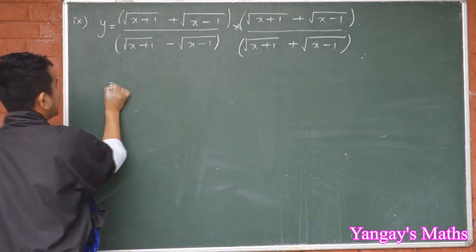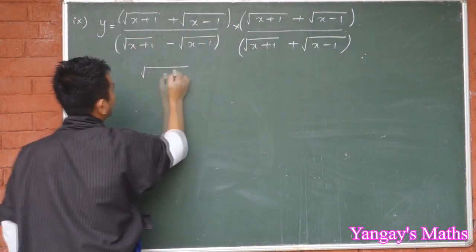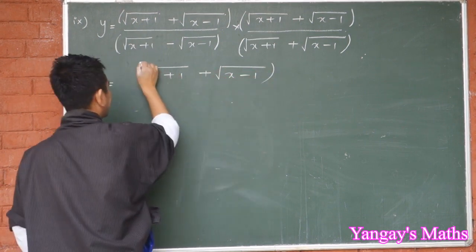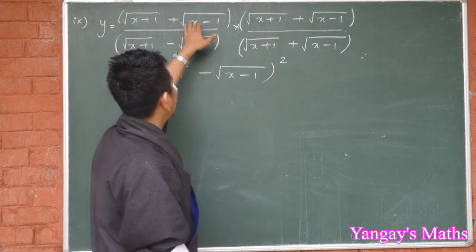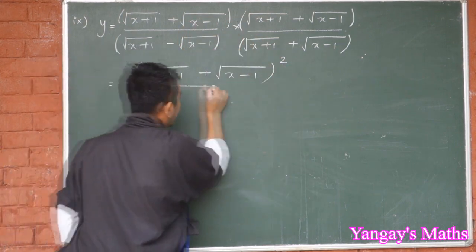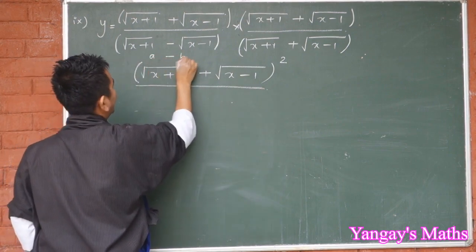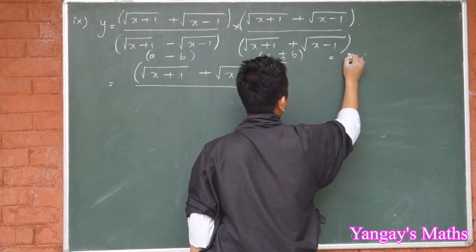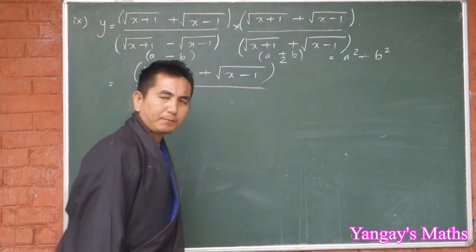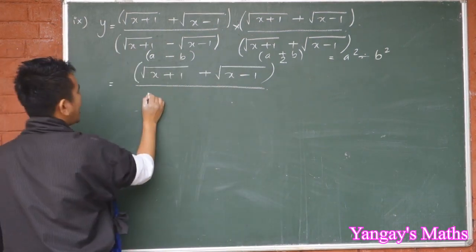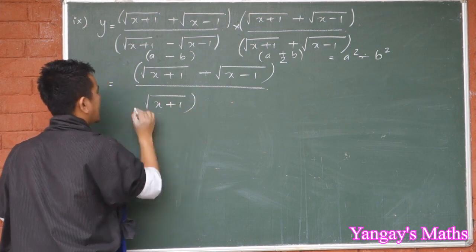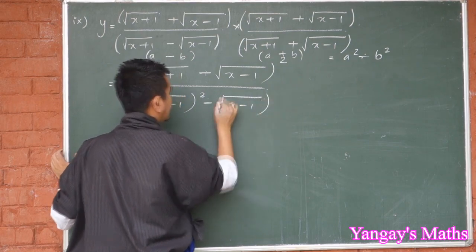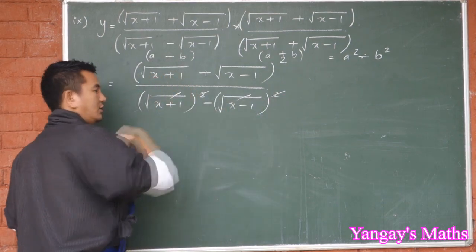So now, definitely, this will become root of x plus 1 plus root of x minus 1, whole square. Isn't it the same thing? These two are same, becomes whole square, divided by. Now, if in the denominator we have in the form of a minus b, a plus b. What's that? A minus b, a plus b is a square minus b square. You know that formula? So what's a square? Root of x plus 1 whole square minus root of, what's the b value? Root of x minus 1 whole square. Square and root will get cancelled, square and root will get cancelled.